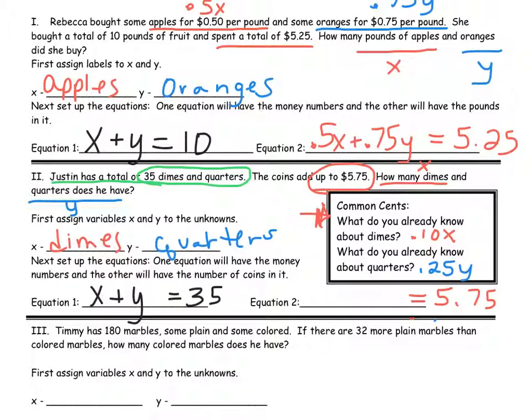Now we can put it together as an equation. So 0.10x plus 0.25y equals our $5.75. Okay, so take a minute and just look through and make sure you understand how we divided it up first as an x and a y, and then how we're taking it and figuring out our totals.